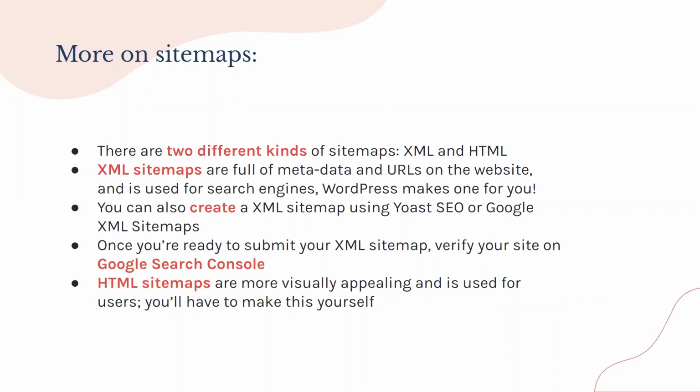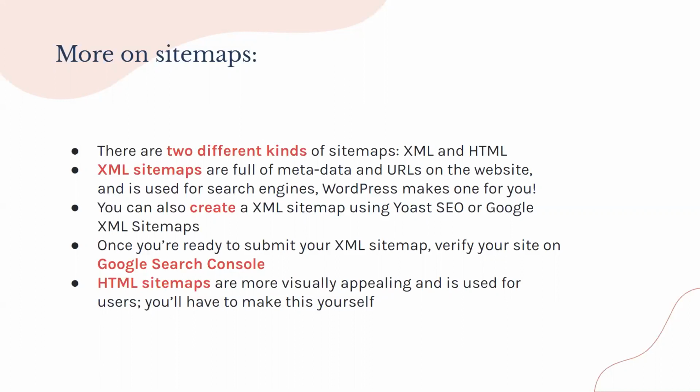Now, it might not be the best one, so I recommend using or creating one through Yoast or Google XML sitemaps. And I'll actually show you how to do one with the Google XML plugin, which is what I personally use. Once you're ready to submit your XML sitemap, you simply have to verify it on Google Search Console. And it's super easy, especially because we've already established a Google Analytics account.